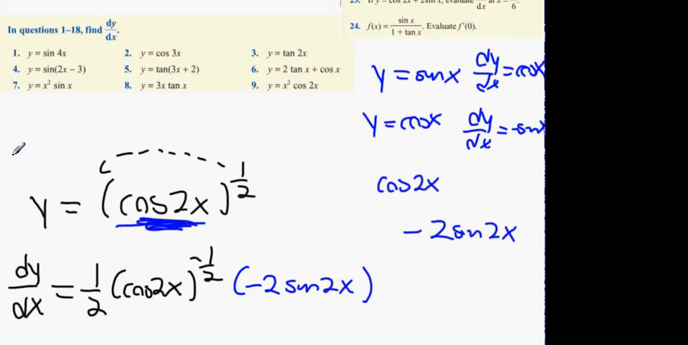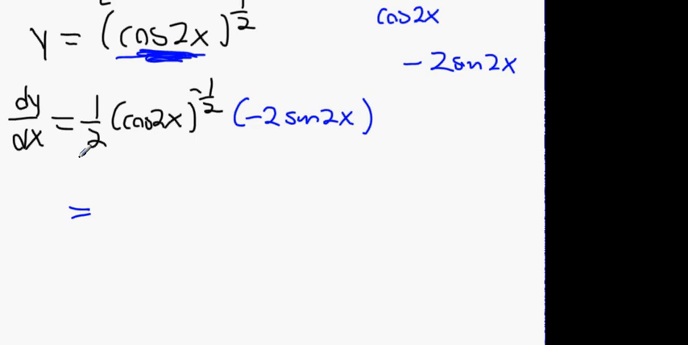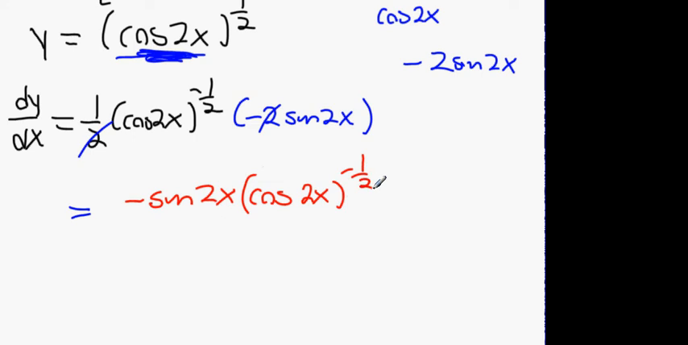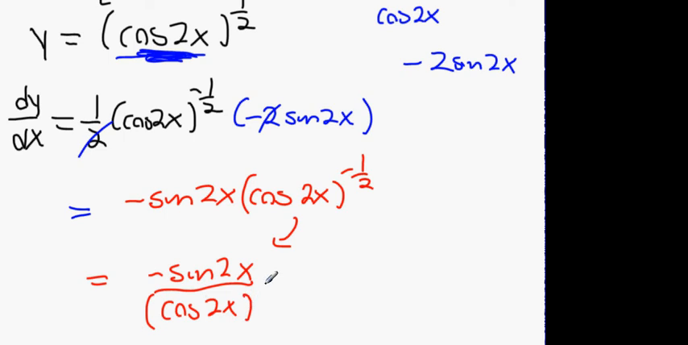Now, what's going to happen is this. The 2's will cancel. And what we're going to have is minus sine 2x on top, cos 2x to the power of minus a half. What can you do with a minus power? You can bring it below and change the power of sign, and that will bring it to cos 2x to the power of a half. And cos 2x to the power of a half, what does that mean? It basically means the square root of cos 2x.